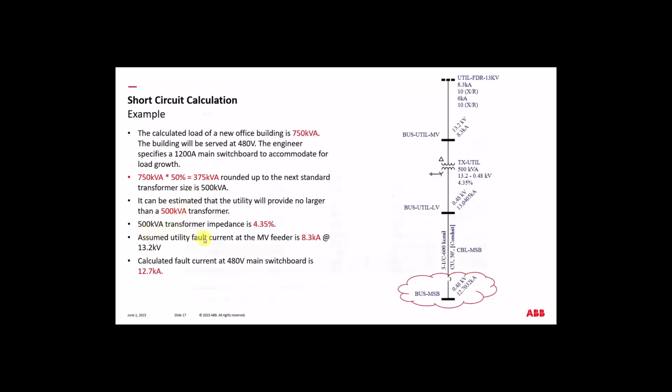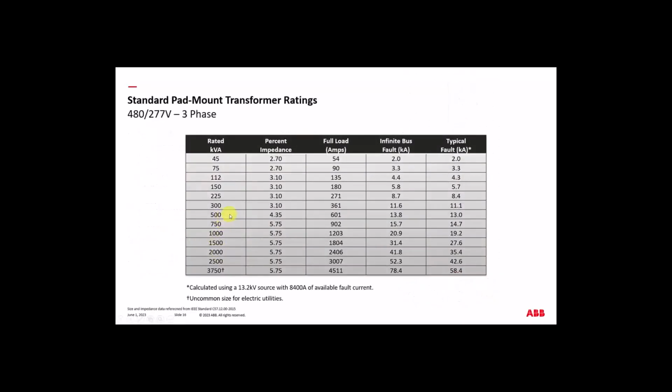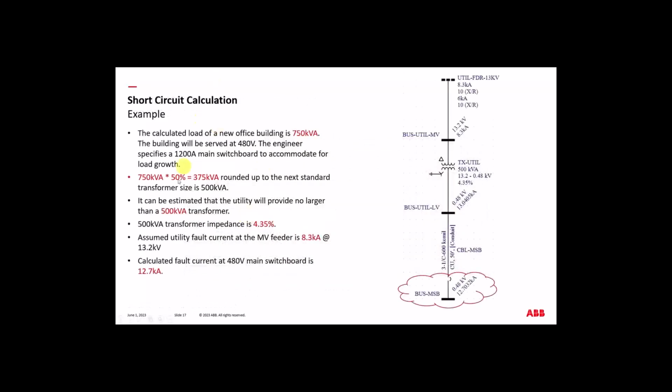From the tables, the impedance of a 500 kVA transformer is 4.35%. Now that's actually low, but this is what's published in IEEE. I would use 5.5%. Using 4.35 will give you an even more conservative number. So take it from the table, 4.35, and we're assuming the utility primary side can deliver 8.3 kA at 13.2.